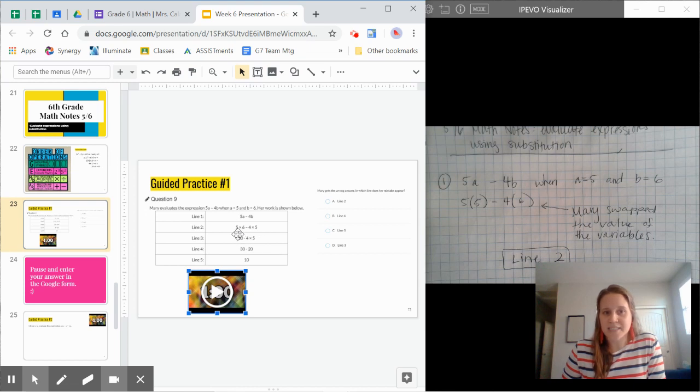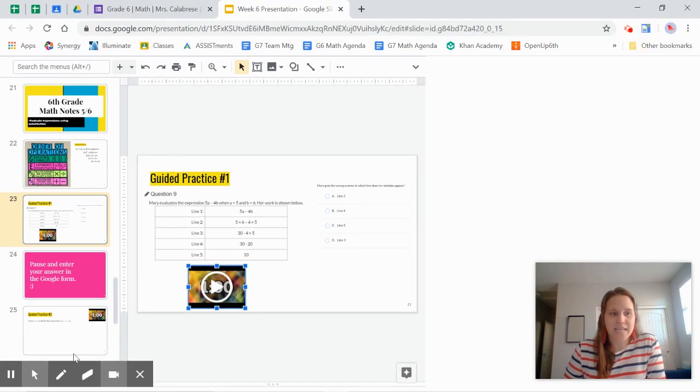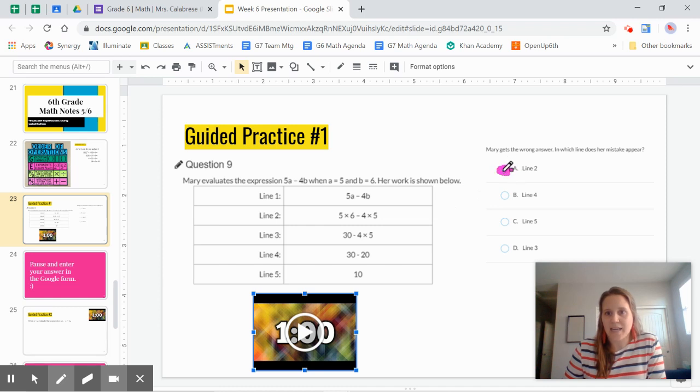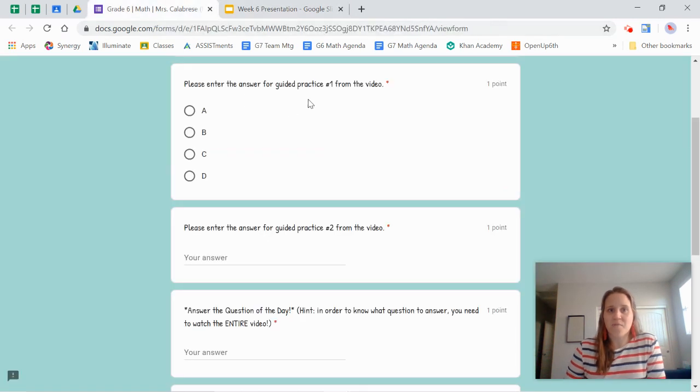So her work here says 5 times 6 minus 4 times 5. But actually, it should say 5 times 5 minus 4 times 6. Right? So her mistake appeared in line 2. So I'm going to go ahead and select answer choice A. Line 2 is incorrect. Okay. In your Google form for question 1, go ahead and select A.